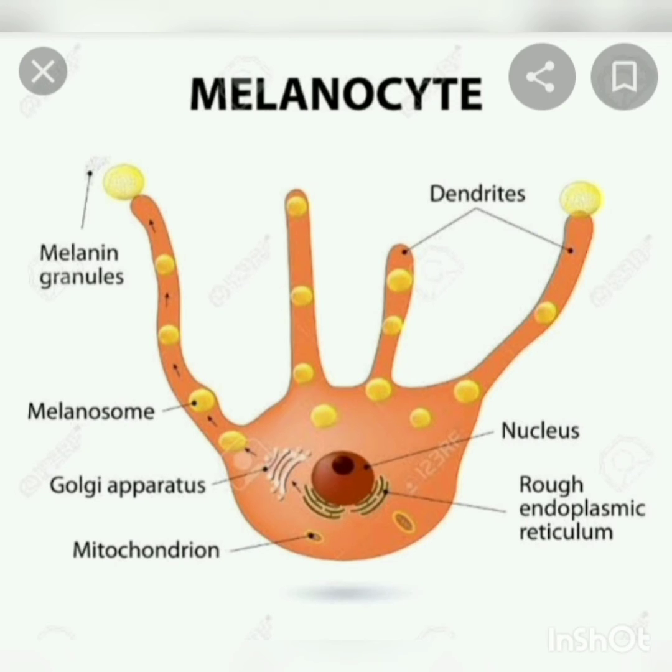If your body makes too much melanin, your skin gets darker. Pregnancy and sun exposure can make your skin darker. If your body makes too little melanin, your skin gets lighter.